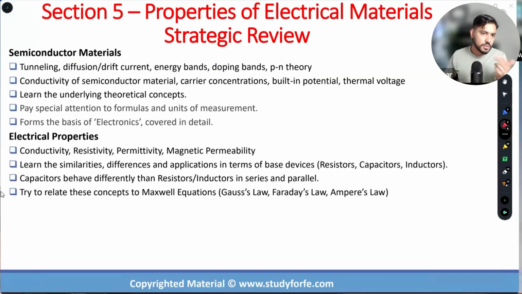To be honest, that's the major chunk of properties of electrical materials, section number 5. We have conductivity, which is the opposite of or reciprocal of resistivity. We have conductance, which is the opposite or reciprocal of resistance. We have permittivity, and then we have magnetic permeability. Now, there are a lot of parallels between these quantities. Sometimes they're similar sounding as well. The units of measurement are different.